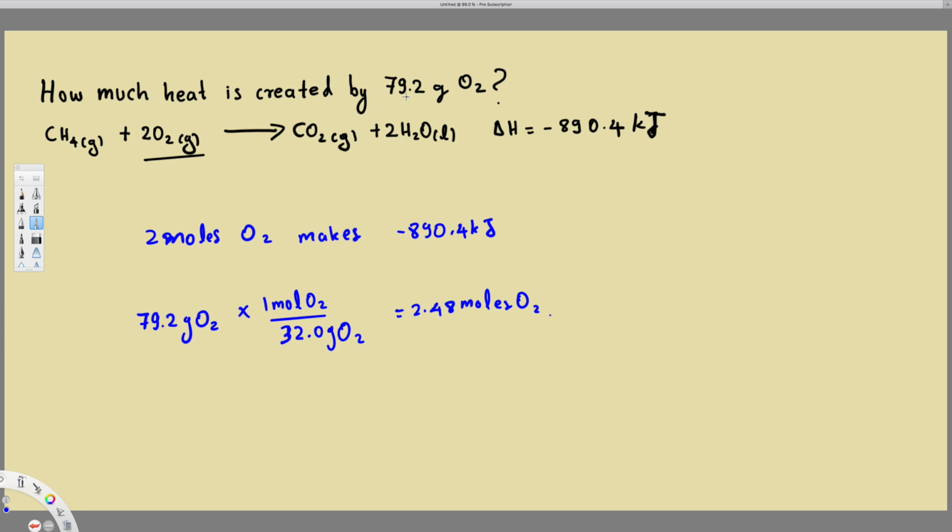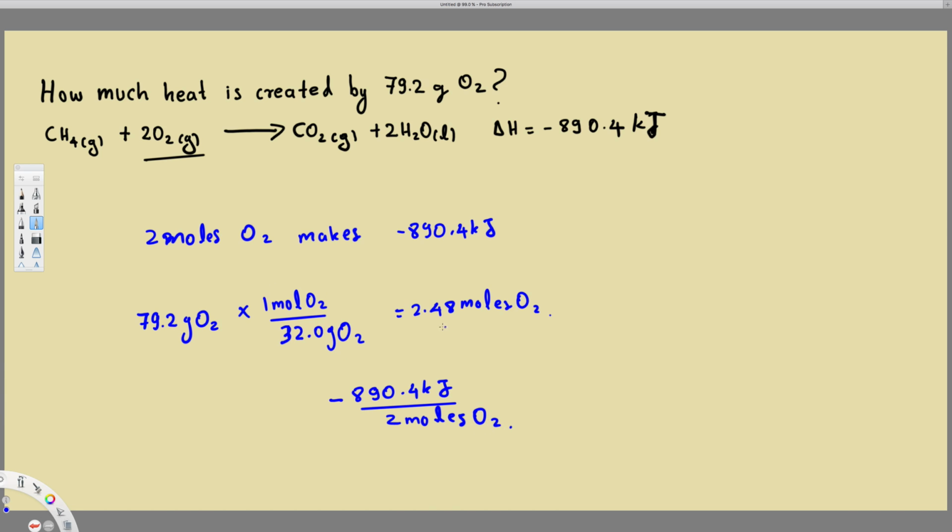So in 79.2 grams, we have 2.48 moles of O2. We already know that 2 moles of O2 makes this much energy. Then how much energy are these 2.48 moles of O2 going to make, right? So let's put this first: negative 890.4 kilojoules over 2 moles. So 2 moles of O2 making this much energy.